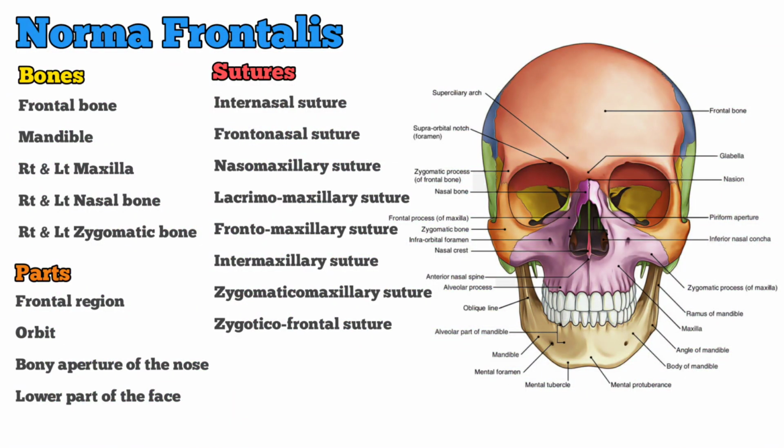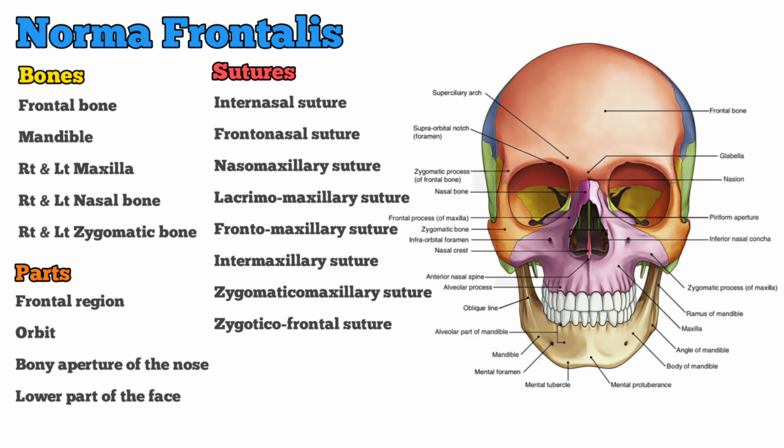Norma frontalis. Bones: frontal bone, mandible, right and left maxilla, right and left nasal bone, right and left zygomatic bone. Sutures: internasal suture, frontonasal suture, nasomaxillary suture, lacrimomaxillary suture, frontomaxillary suture, intermaxillary suture, zygomaticomaxillary suture, and zygomaticofrontal suture.